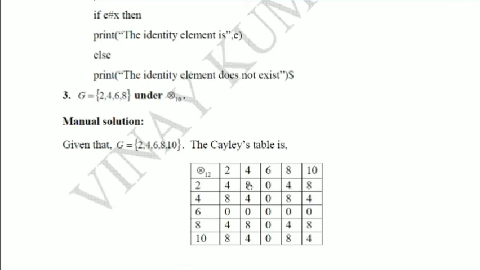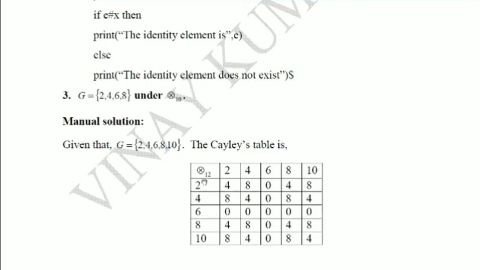See? None of the elements is giving you the answer 2. Therefore, A into E is not equal to A in this case. A multiplication modulo 12 E is not equal to A. But a few elements are giving you A into E equal to A. But our condition says all the elements should satisfy that condition.